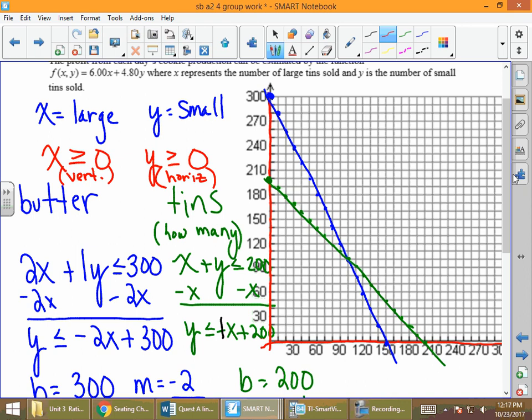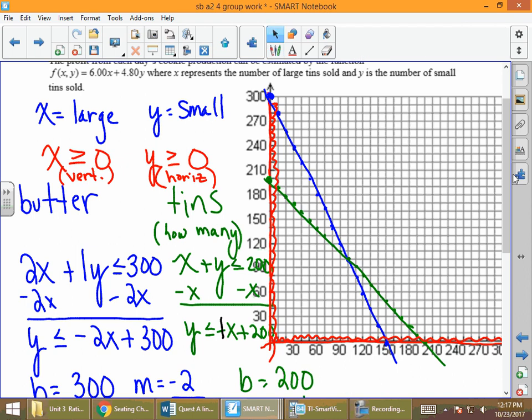This is x is greater than or equal to 0. And you may want to wait until we get everything set up before you actually shade. But we don't have any place to go except to the right. That's where they're going to be greater. Or y is greater than or equal to 0. It's going to be above that line.